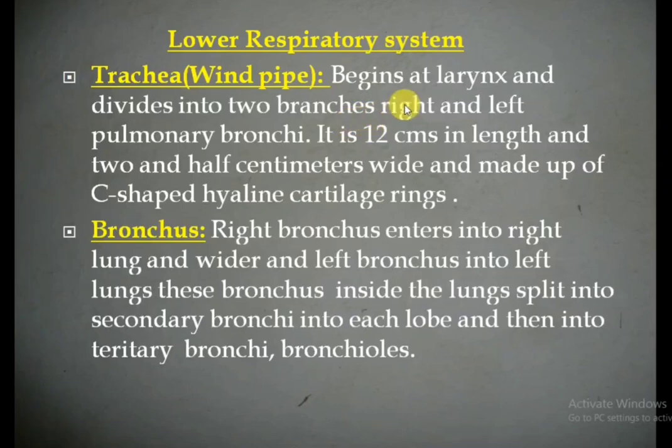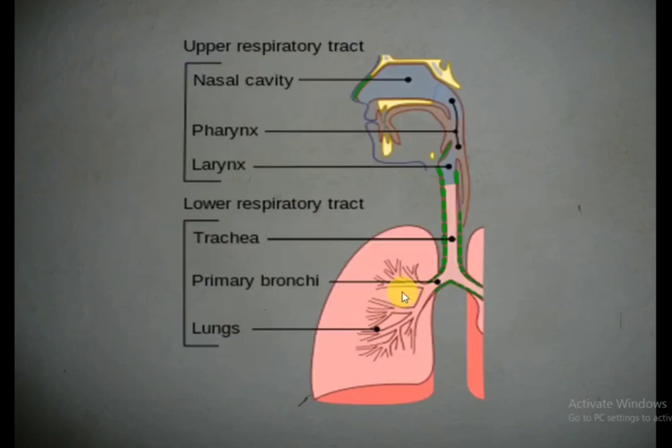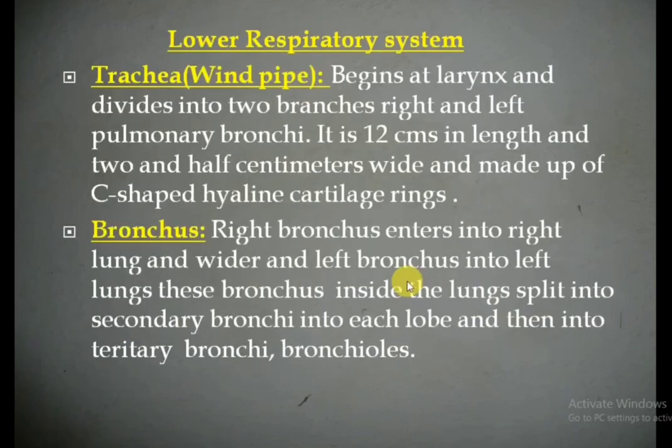After the air enters into the trachea, it again enters into the bronchus. Here you can see the bronchus, right and left, and the right one is wider than the left one. Again after the bronchus, it is divided into secondary bronchi, and again these are divided into tertiary bronchi and bronchioles. Like this, air enters from upper to lower.